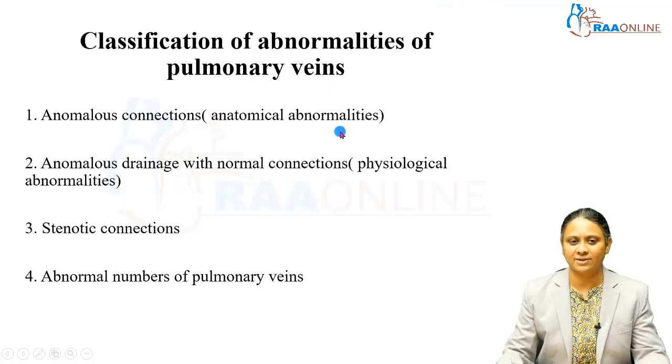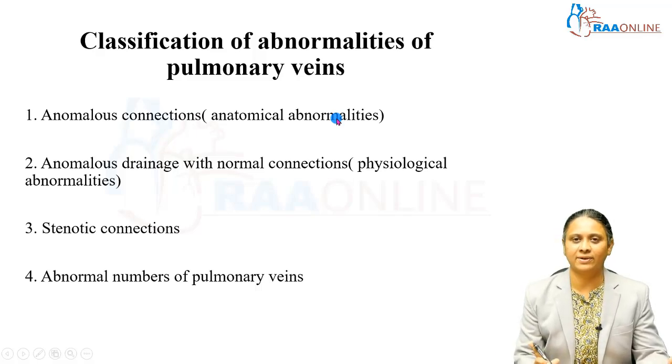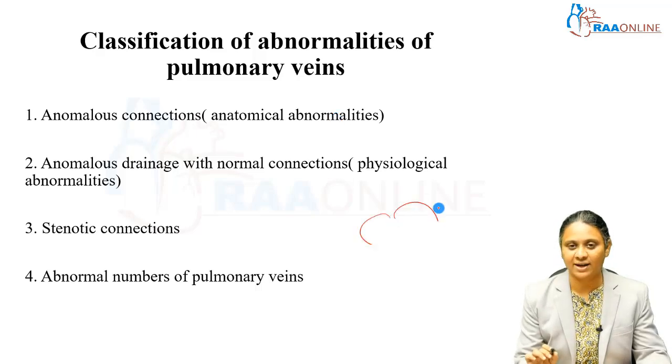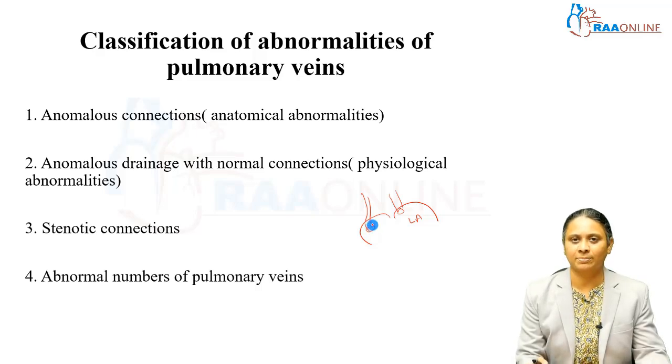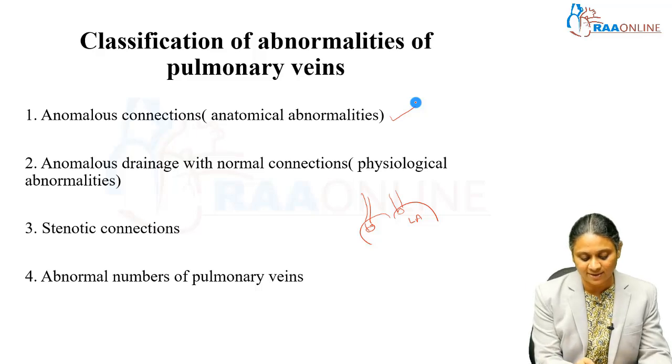Four major classification. One is the anomalous connection, which is just an anatomical abnormality. That is, the pulmonary vein ends in a different atrium or, apart from atrium, some other structure. If you see the anatomical abnormality, the end of the pulmonary vein normally should be in the LA. This is just a hypothetical example. The end, that is the drainage, the anatomical connection of the pulmonary vein, is in some other part apart from left atrium. So this is an anatomical abnormality called anomalous connection.